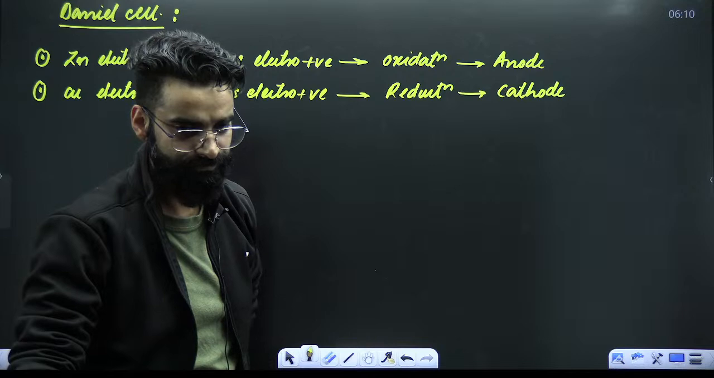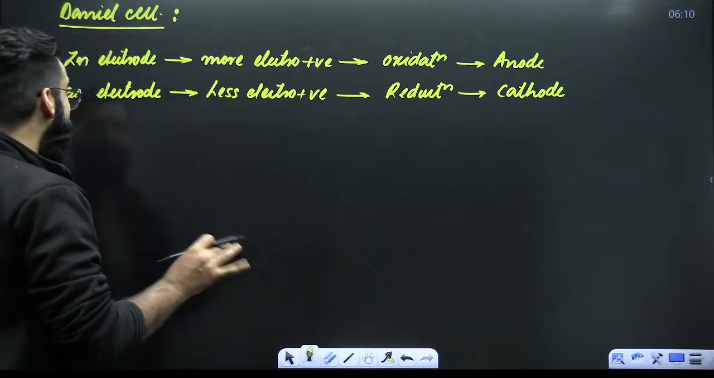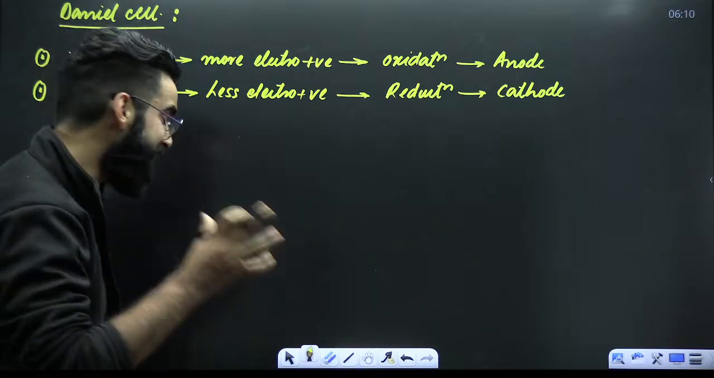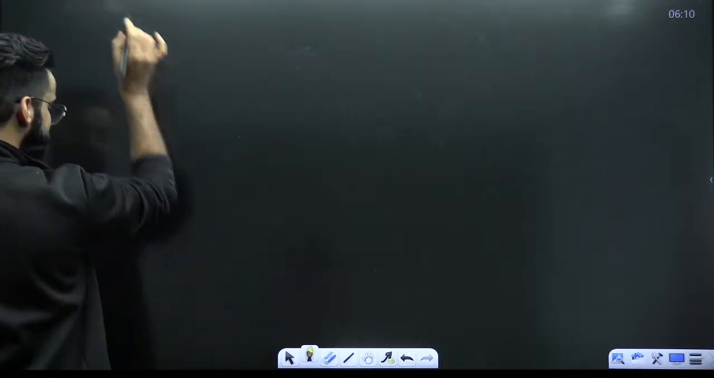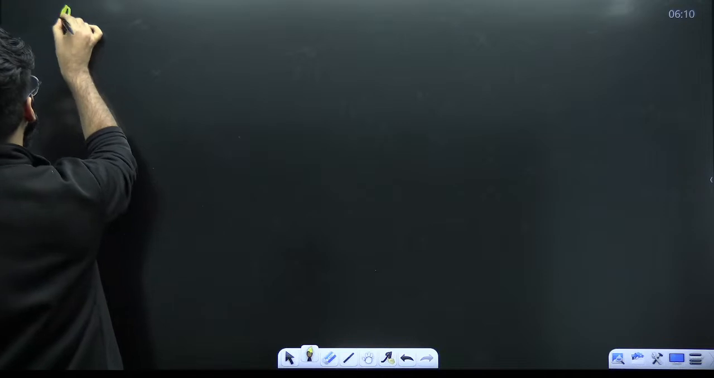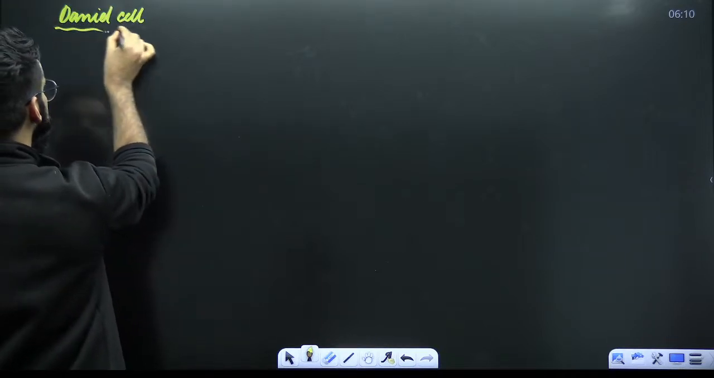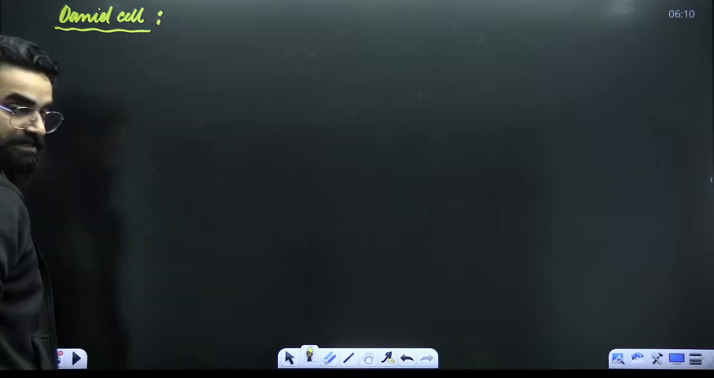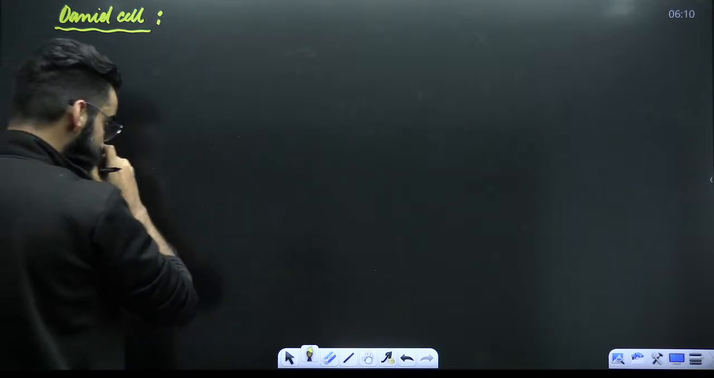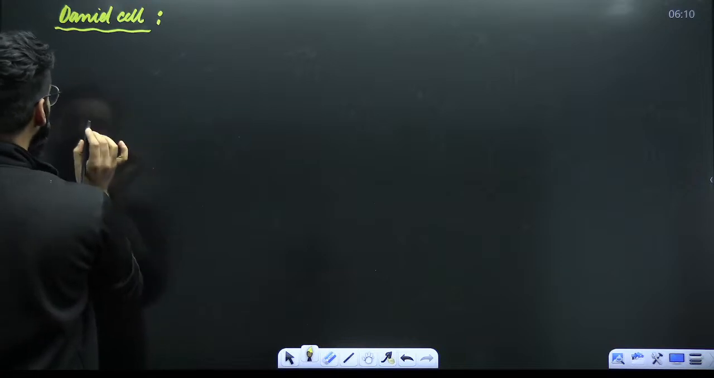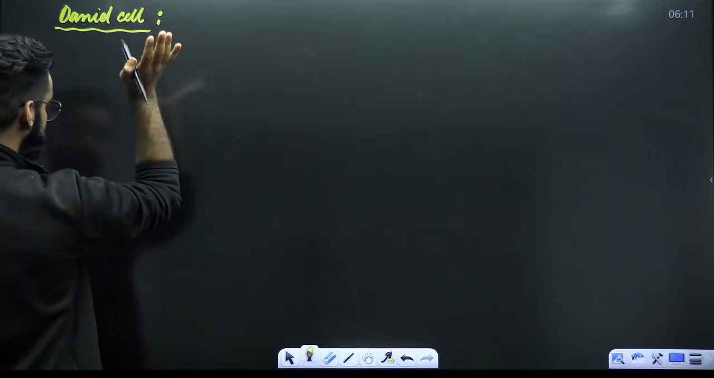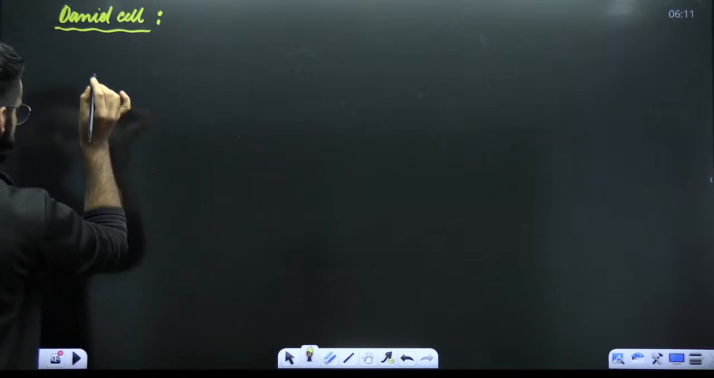Okay? Now it's time to make the Daniell cell and see exactly how it works. Try to understand everything in detail now, because this is the most important point which I'm going to discuss. See guys, first of all, how many electrodes am I going to take here? Two electrodes. One is zinc, one is copper. Let's try to make the zinc electrode first of all.